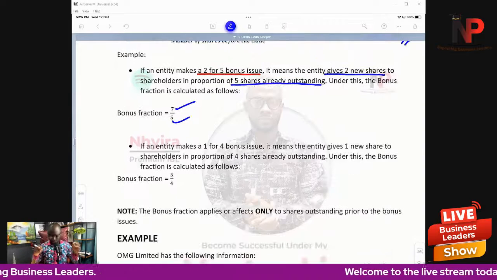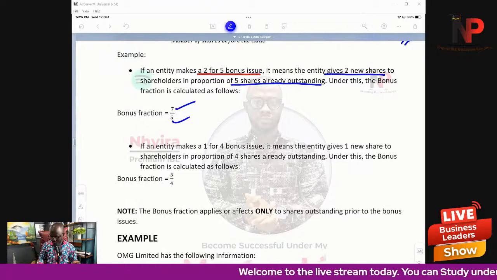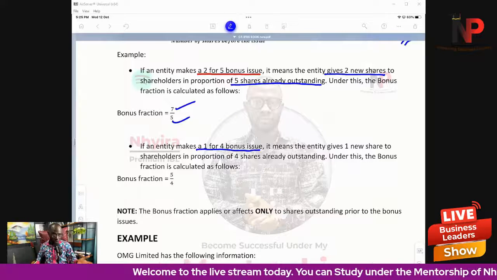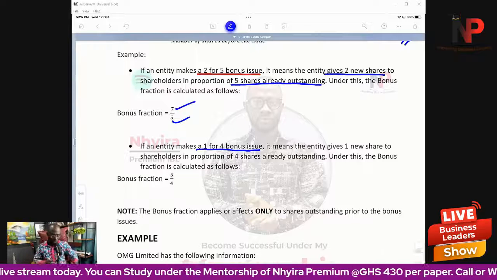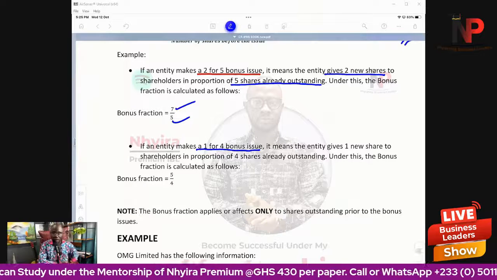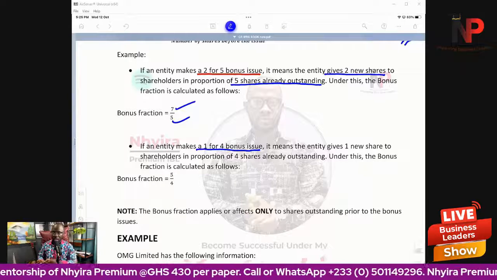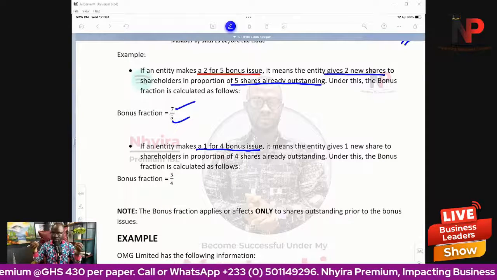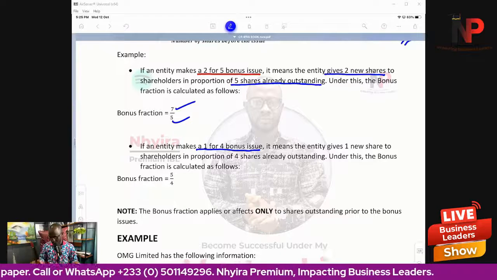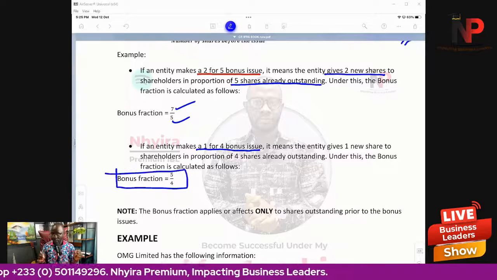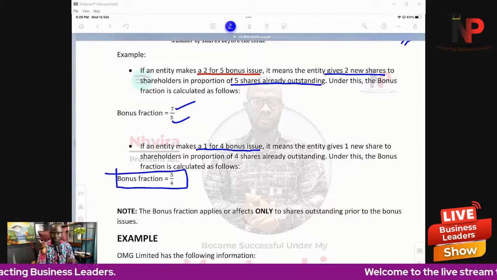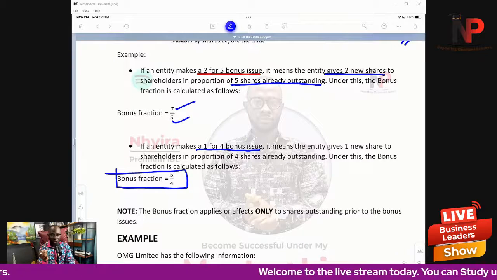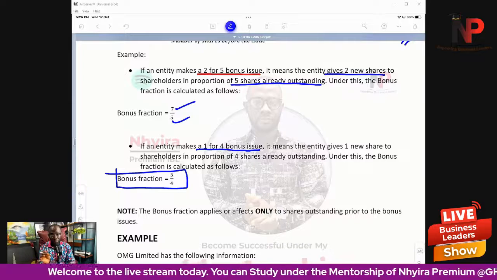Second scenario. If an entity makes a 1-for-4 bonus issue, what does that mean? It means we give you 1 new share for every 4 you are having already. And so in the context of that, your bonus fraction will be equal to 5 divided by 4. That is how we calculate the bonus fraction. Very simple, straight to the point.